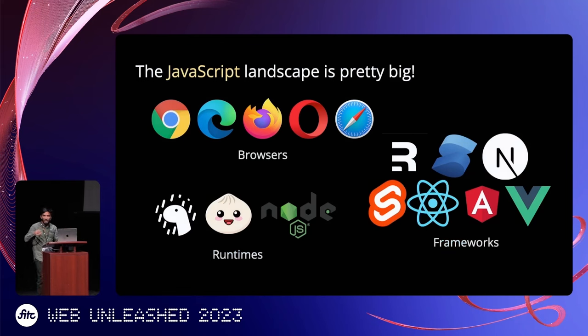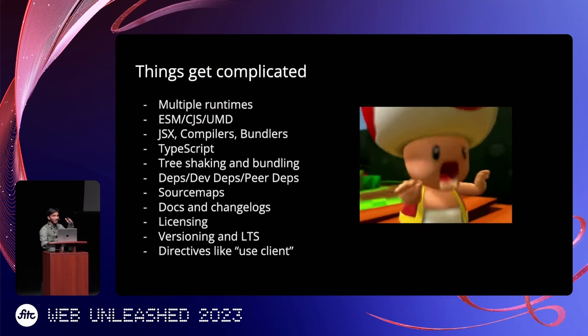It's because the JavaScript landscape is so big. There are all these browsers to think about, frameworks. Some use compilers, so specific components like Svelte or Vue. And now we have all these different JavaScript runtimes. So it's not just the browser and Node, but things like Deno and Bun and Vercel Edge. And I could keep going and going and going. That large surface area means that the ways things can go wrong get complicated.